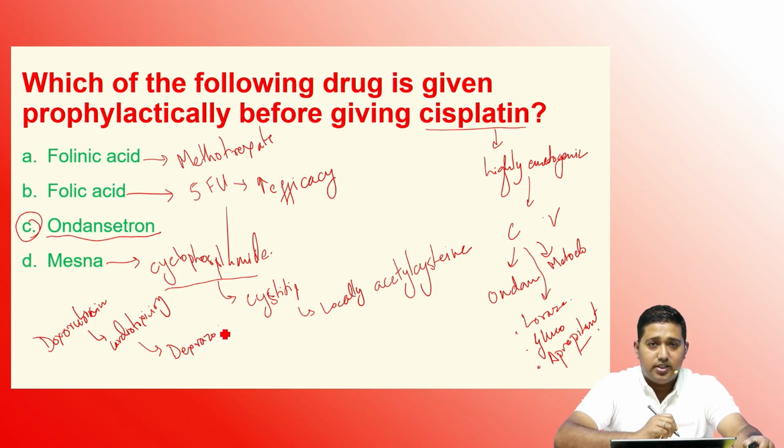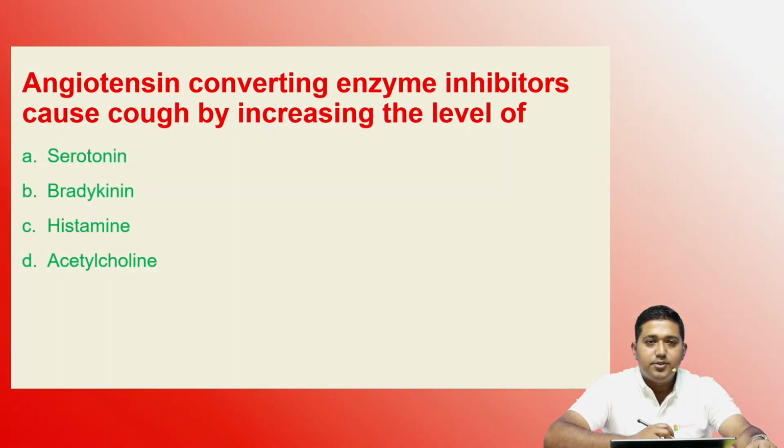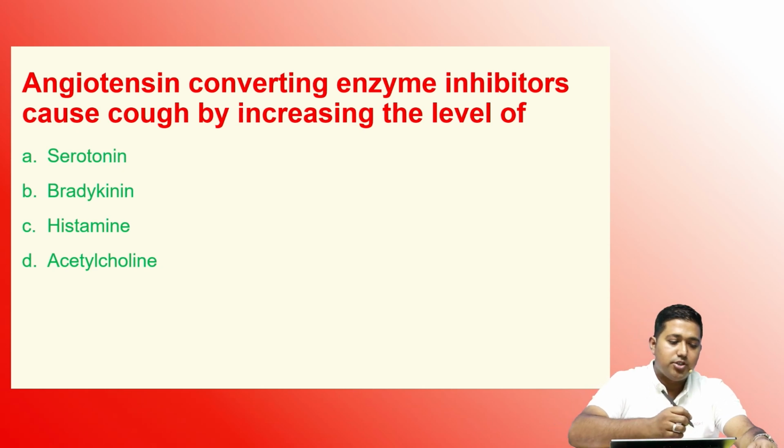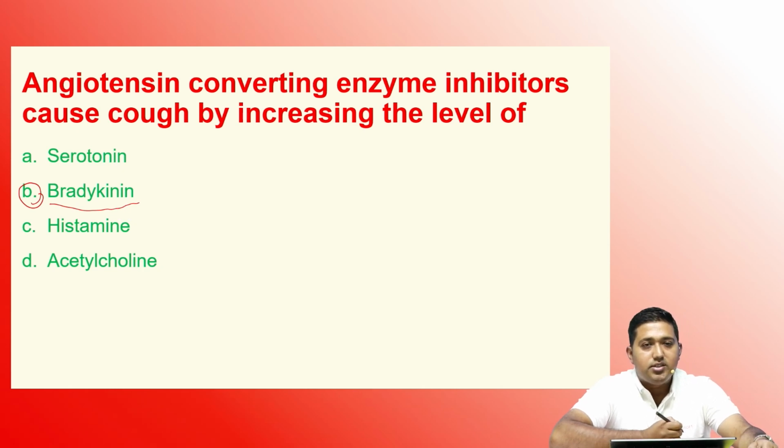So let's go towards our next question. Angiotensin converting enzyme inhibitors cause cough by increasing the level of, and the options are serotonin, bradykinin, histamine, and acetylcholine. It's a very straightforward question. The answer is bradykinin. It's a very commonly asked question. However, let's understand the mechanism or the explanation behind this question.